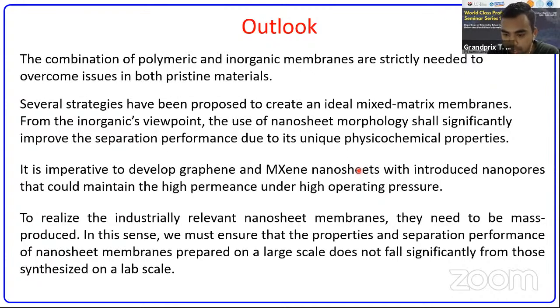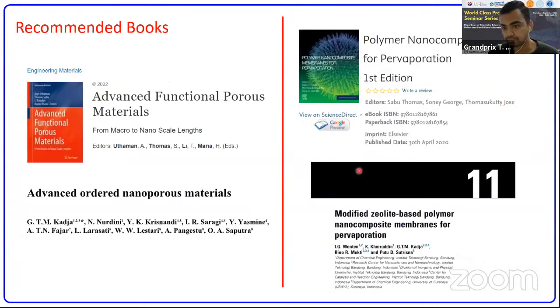And the last point is to realize industrially relevant nanosheet membranes, they need to be mass produced. In this sense, we must ensure that the properties and separation performance of nanosheet membranes do not fall significantly from those synthesized on a lab scale. So we have to mass produce the membranes, but the performance should stay the same, should be consistent.